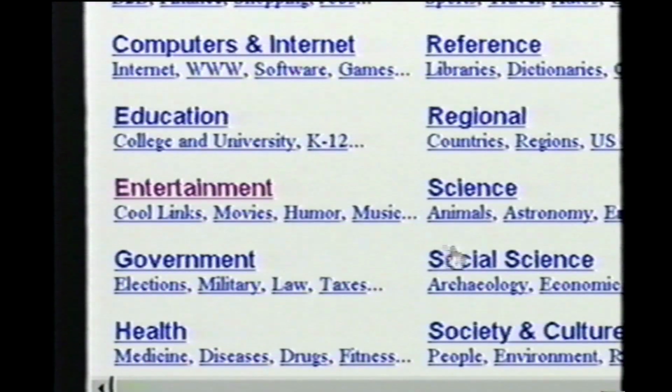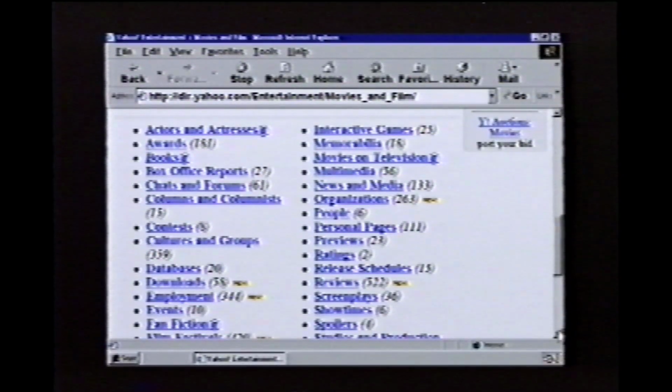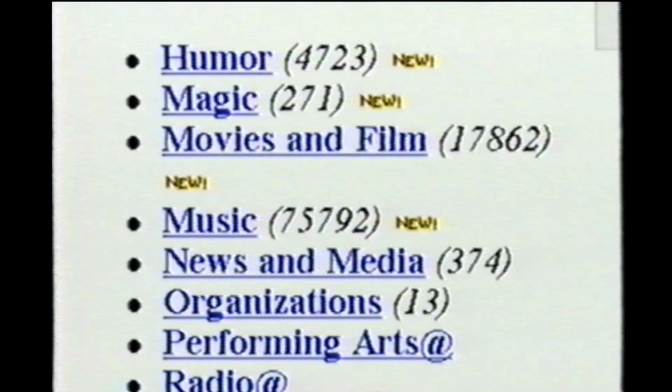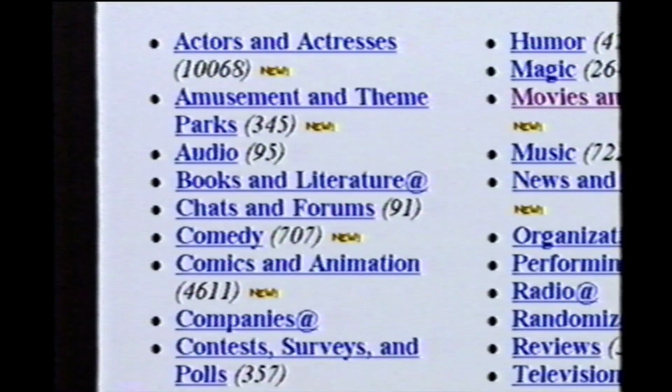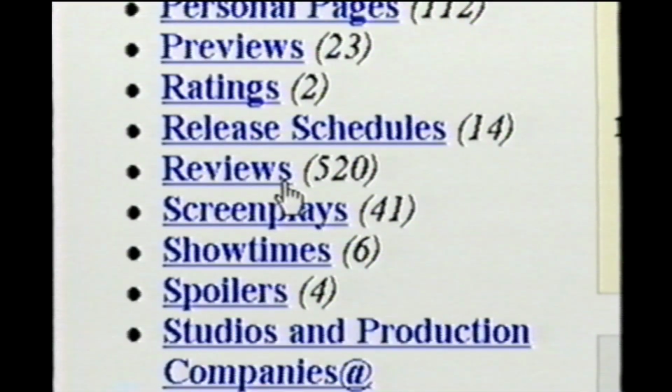Well, let's take a look at one of the Yahoo categories, such as entertainment. I'll move the pointer to the category head and click. Now I can see a listing of various subcategories for entertainment: movies, music, and a lot more. I'm going to click on movies and film. Now I get an even larger list of subcategories: actors, history, reviews, and trivia. I'm going to click on reviews.